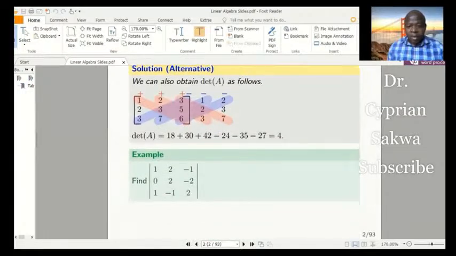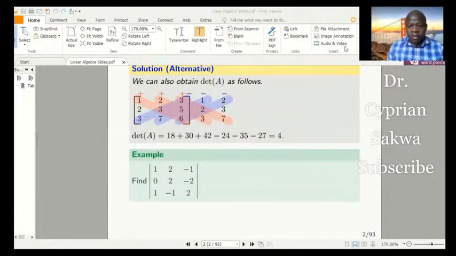Now, this alternative way, what I did was, I wrote the matrix that I was given here. This is the matrix that I was given: 1, 2, 3, 2, 3, 5, 3, 7, 6, 8. That's the matrix that I was given.